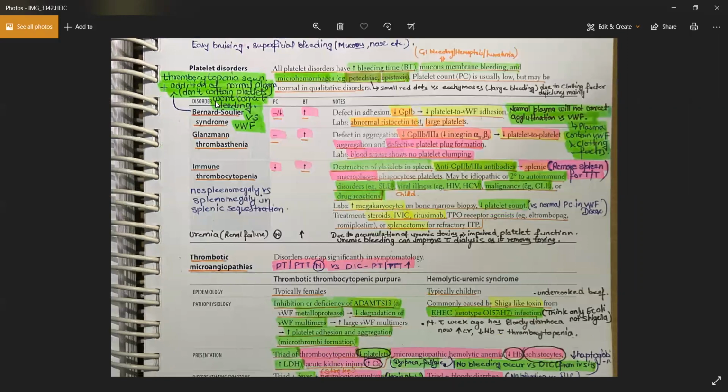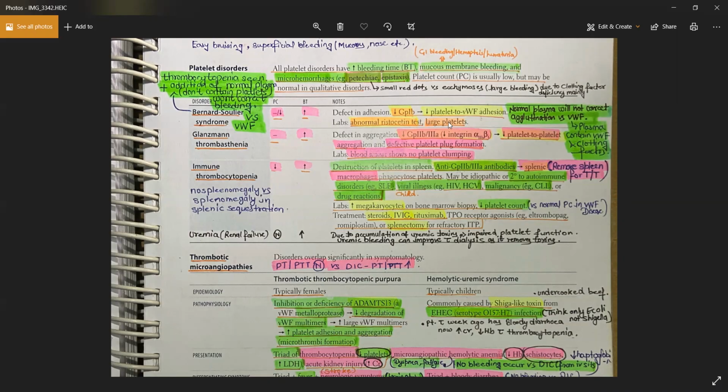So first we have the Bernard-Solé syndrome. We have discussed that already, in which you have a mutation of the glycoprotein 1b receptors for the von Willebrand factor. What you will have is the abnormal ristocetin test. Even after giving the patient this drug, the clumping of the platelets won't increase, which means the platelets are lacking the glycoprotein 1b receptors. Apart from that, you will also see the large platelets.